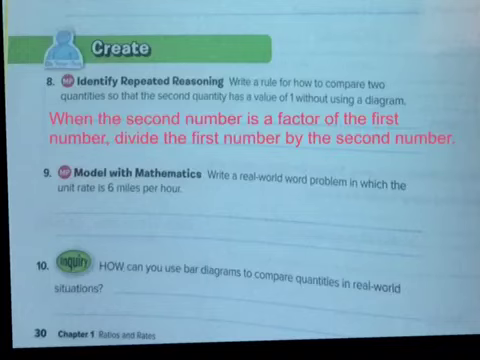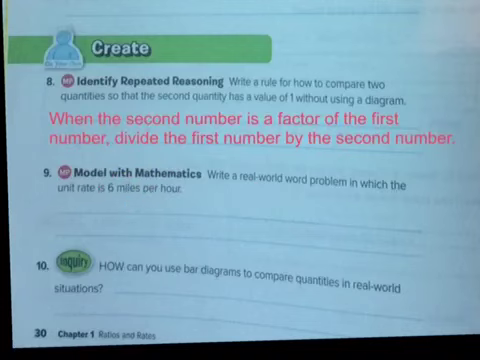The second one, I really want you to think of it on your own. Write a real-world problem in which the unit rate is 6 miles per hour. So you're traveling 6 miles per hour. How many miles would you travel in 2 hours? Okay, you double this.